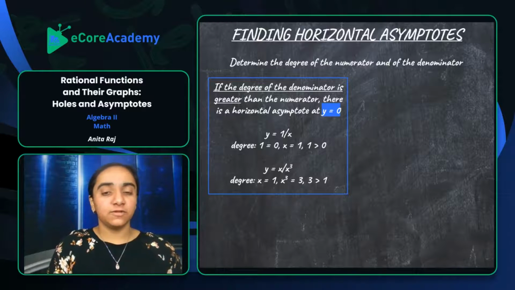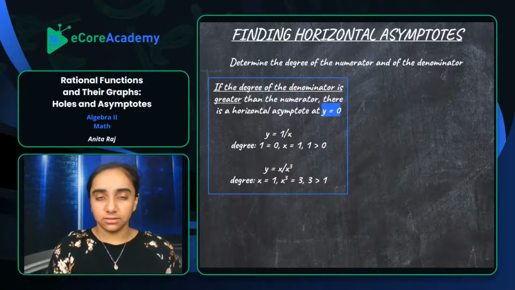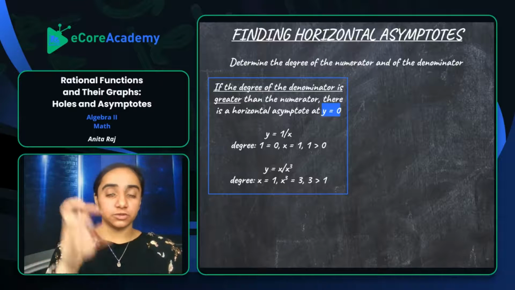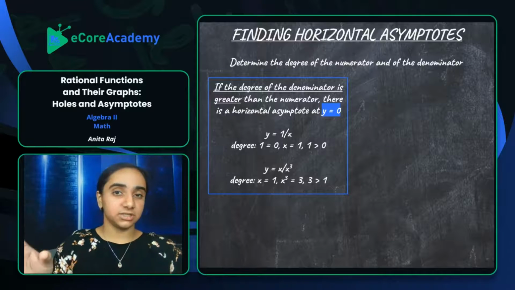So, for example, if we have y equals 1 over x, which was the problem we looked at in the last slide, the degree of the numerator, which is 1, is equal to 0 because it's just a constant.